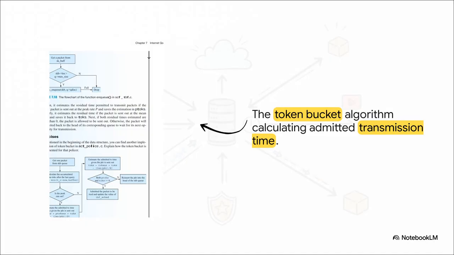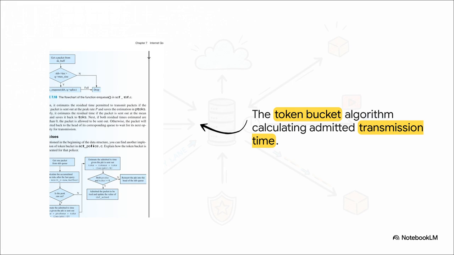Let's trace how this logic actually operates in practice. When a packet arrives, the token bucket algorithm calculates the residual tokens. If the bucket has enough tokens, meaning the sender hasn't blown past their limit, the packet is allowed to pass, and those tokens are subtracted.